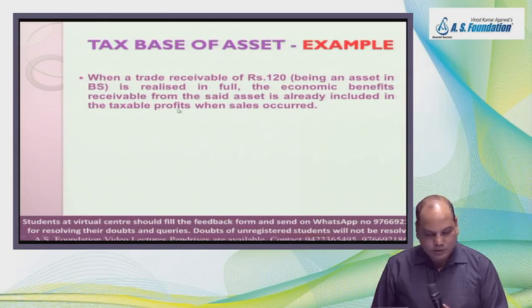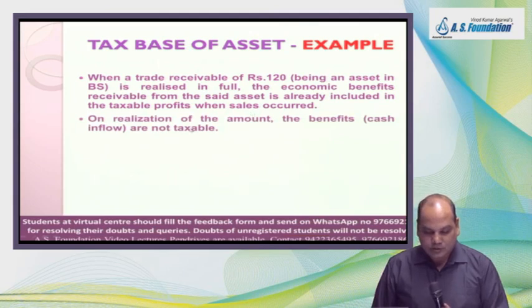Now one more example we'll take. Question number 6. Trade receivable is rupees 120. Being an asset in the statement of financial position, it is realized in full. The economic benefit receivable from the said asset is already included in the taxable profit when the sales had occurred. On realization of the amount, the benefit, that is the cash inflow, is not taxable.